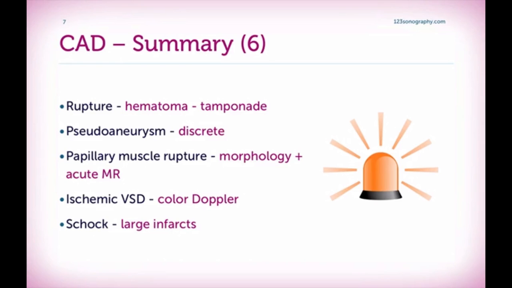Ischemic VSDs can best be detected with color Doppler. They can be located in the basal part of the inferior septum or in the apical septum, depending on where the infarct is. And cardiogenic shock is usually a result of large infarcts. All these complications represent emergencies and need intervention, usually operation, with the exception, of course, of shock.